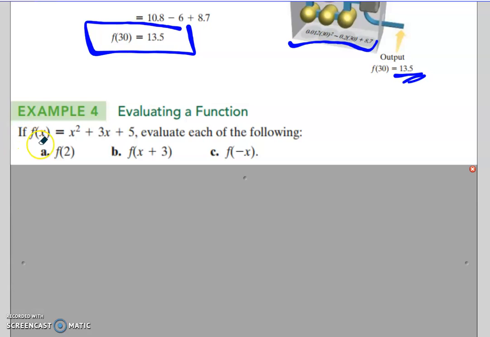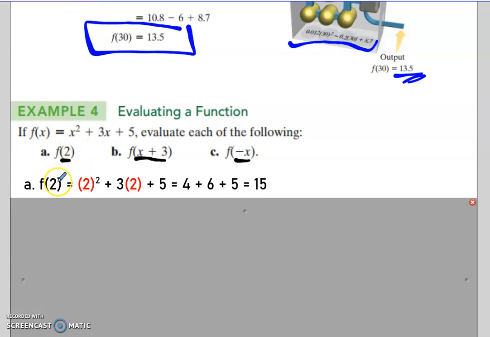They give us a function, f of x equals x squared plus 3x plus 5, and I need to be able to evaluate it no matter what's in the parentheses. There are different things, lots going on. I need to be able to handle the value no matter what it is. So for this first one, f of 2, I want to take that 2 and put it in for all of my x's. So f of 2 equals 2 squared plus 3 times 2 plus 5. Then we simplify. 2 squared gives me 4, 3 times 2 gives me 6, plus 5, and I have an answer of 15. Easy, right? Not too bad.